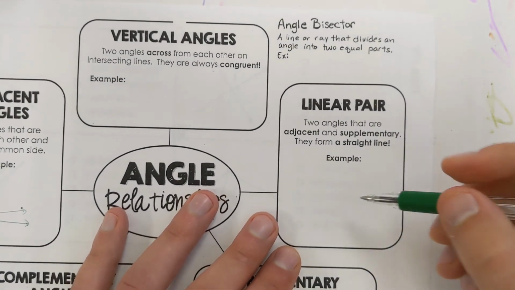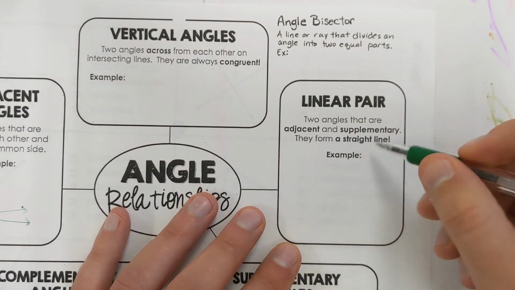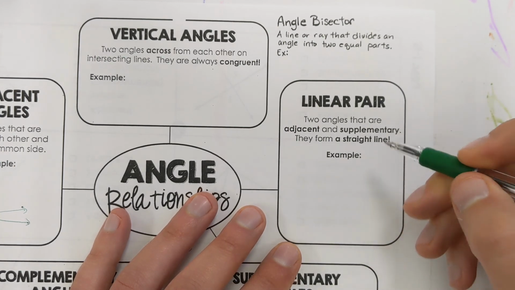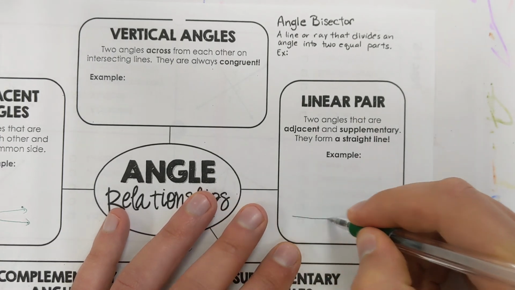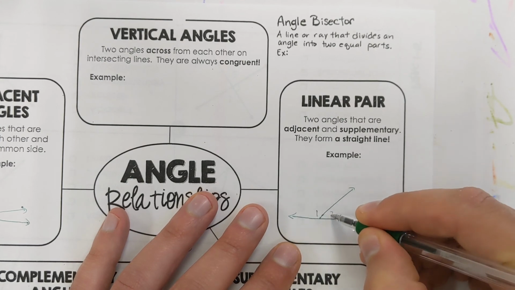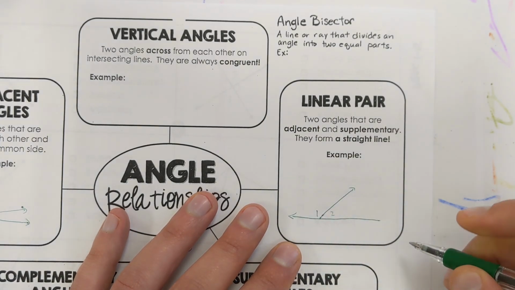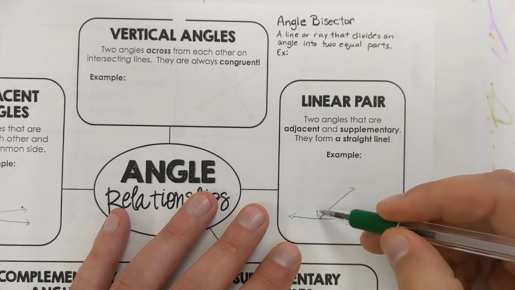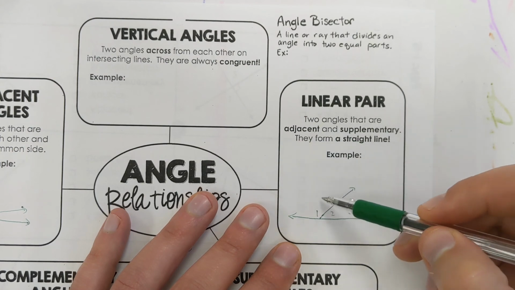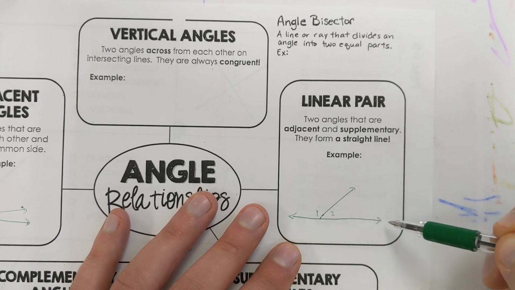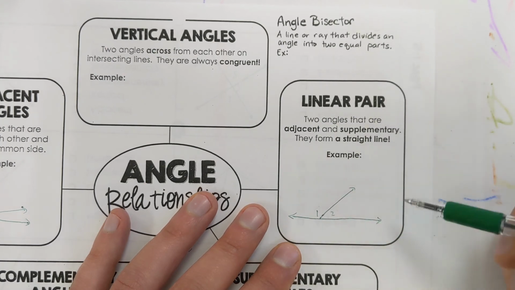Linear pair. Jump over to the other side. Linear pair. Two angles that are adjacent, so they've got to be right next to each other. It's supplementary. Supplementary, you don't know that one yet, but basically they form a straight line. Just like this. It's like angle 1 and angle 2 right here. Those are forming a straight line. They are supplementary and forming a straight line. They're next to each other. This is called a linear pair. Why called linear pair? Well, they're forming a line. And there's two of them, so it's a pair.